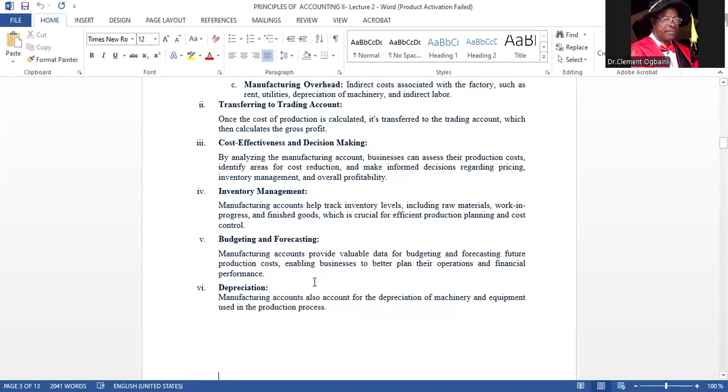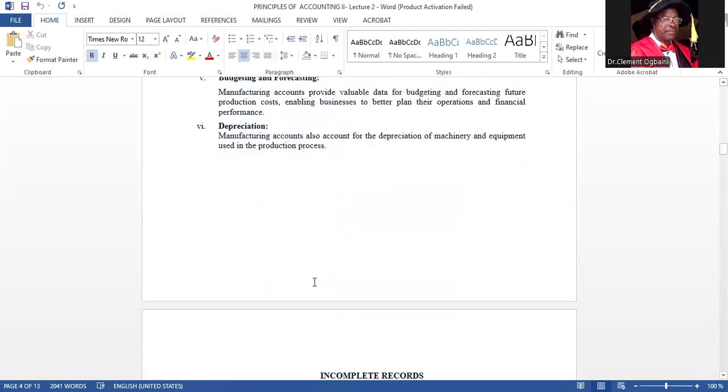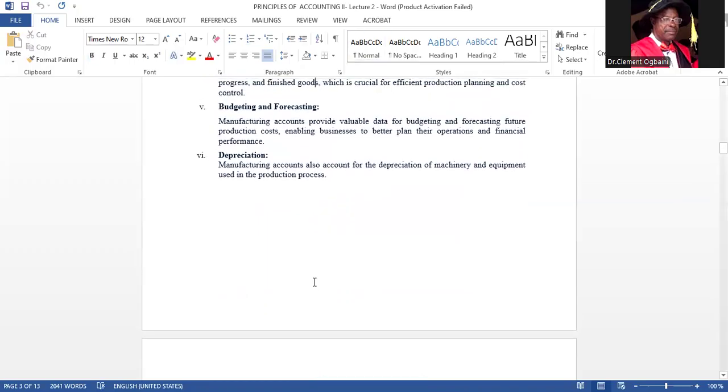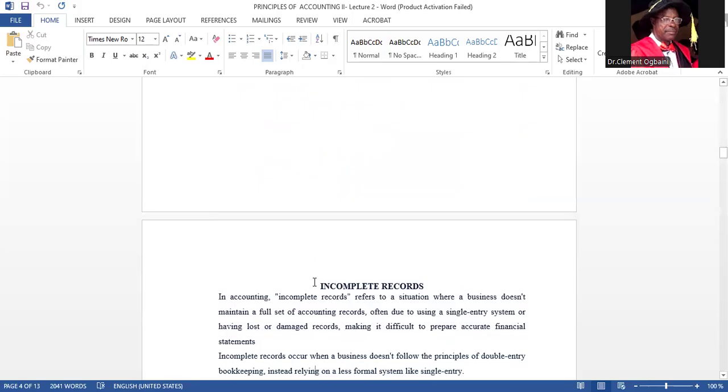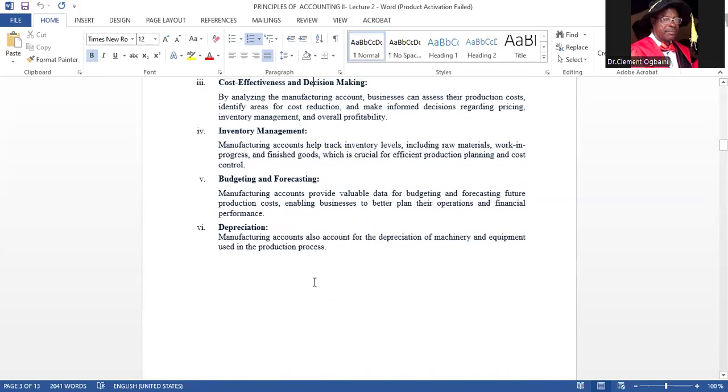It helps us in inventory management. It helps us in budgeting. And it helps us to also determine the level of depreciation of assets which we use in manufacturing. So manufacturing account is a very special account for manufacturing companies.